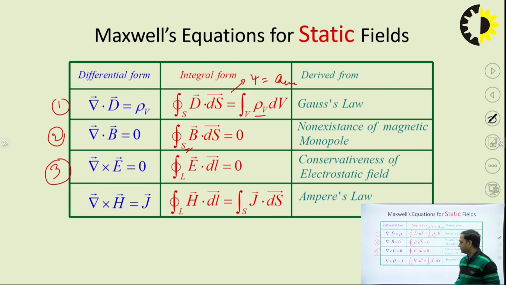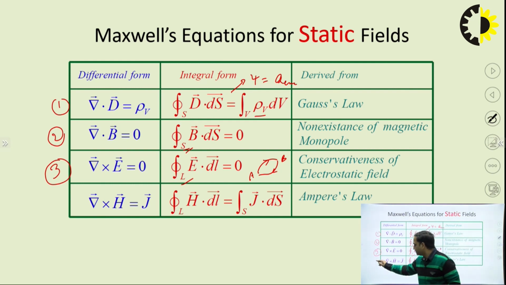The third Maxwell equation is del cross E is equal to 0. We have derived it from the conservation of the electrostatic field. It says that E dot dl is equal to 0 for the closed path. We have gone from A to B and B to A, so based on the total work done being equal to 0, we derived this equation del cross E is equal to 0.